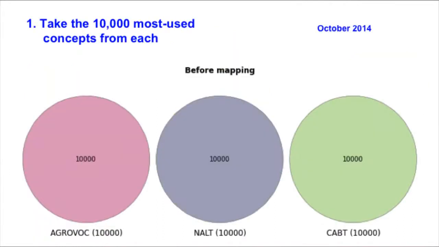So we started in October 2014 by taking the 10,000 most used concepts from each thesaurus, because we noticed that in indexing practice, for the bibliographic databases associated with these thesauri, those 10,000 concepts accounted for something like an estimated 98 or 99% of the headings used for indexing bibliographic references.